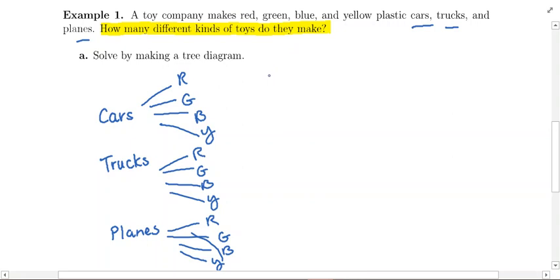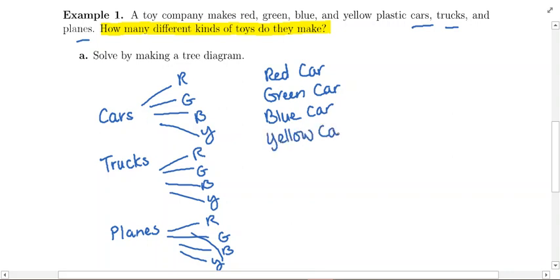Watch, I could do that, okay? If I'm starting up here, R car, so red car, and then go down the line, G car, so green car, and then B car, so blue car, and then Y car, so yellow car. So there are 4 possibilities for the cars, 1 for each color, basically.